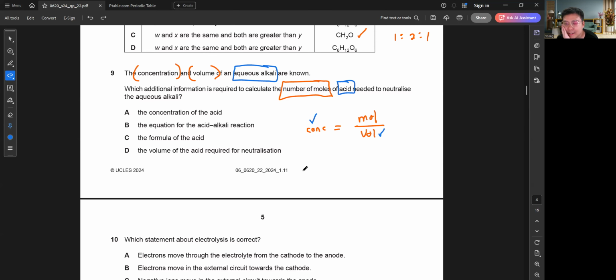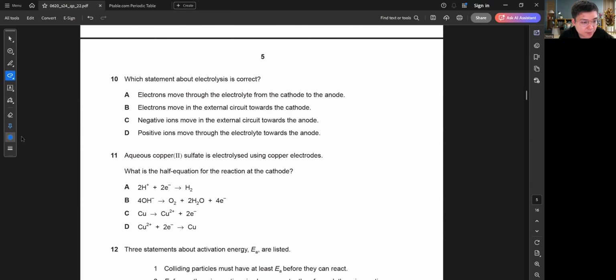Okay, so we can get the mole of the alkali. So the only thing that connects the mole of the alkali to the acid is the equation. Because in the equation, we can see how many moles of this acid can react with how many moles of the alkali. So then we can use the mole of the alkali to connect it to the acid using the equation. The rest will not really help us. All right, so let's move on to the next question.